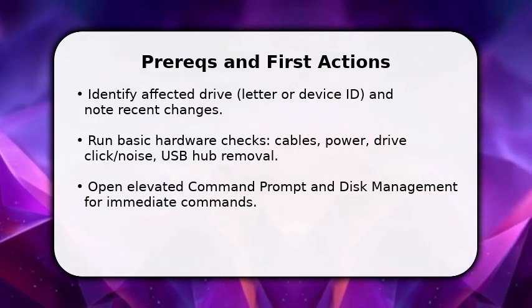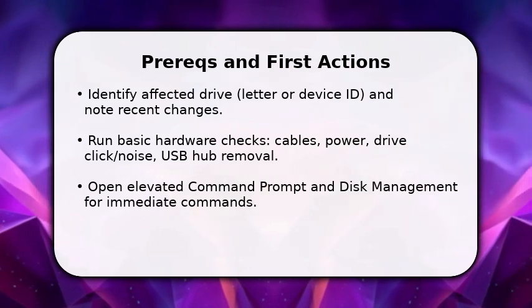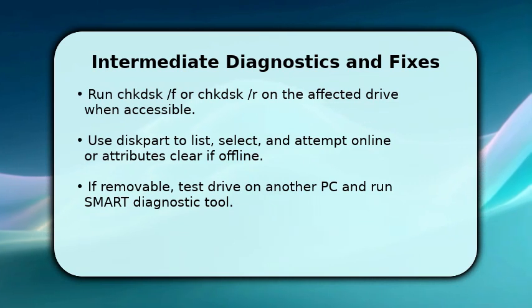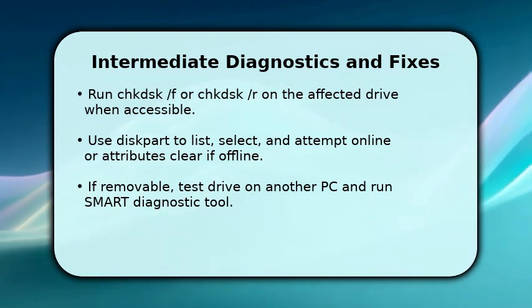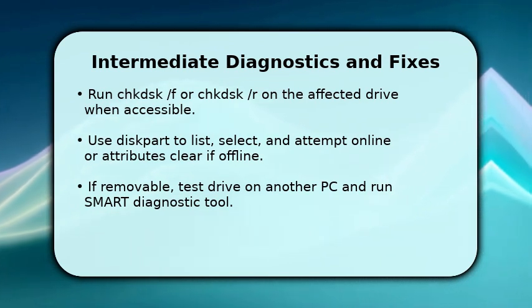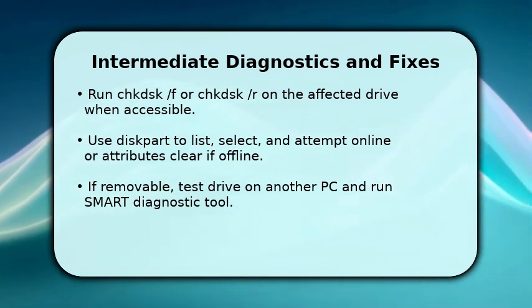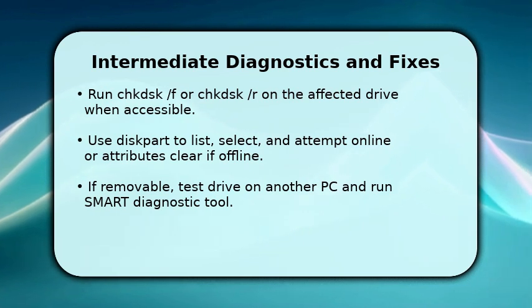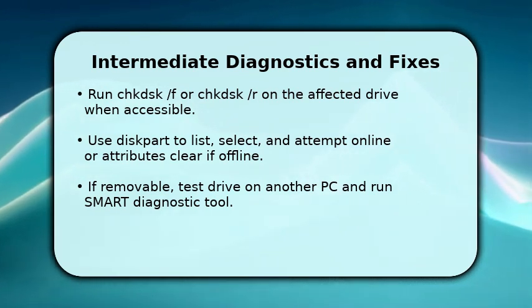Now dig deeper. Run chkdsk with appropriate flags to repair file system errors. chkdsk /r takes longer but checks sectors. If the disk remains offline, use diskpart to list disks, select the target, and attempt attributes disk clear read-only or online. Once done, attempt mounting or assigning a drive letter in disk management.